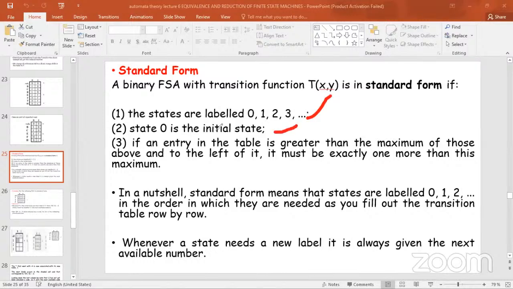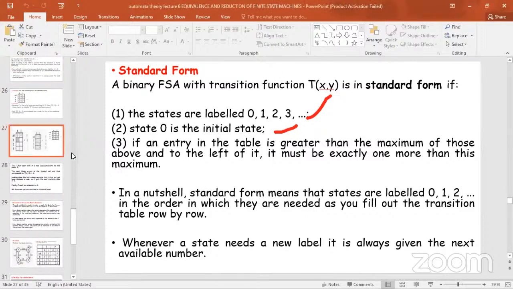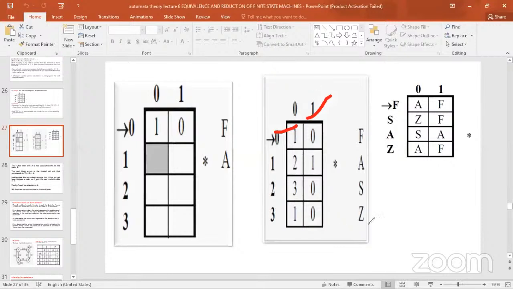You understand that now. Then, if any entry in the table is greater than the maximum of those above and to the left of it, it must be exactly one more than this maximum. Now, if you look at the diagram generally, you see that this table shows 1, 0, 1, 2, 2, 3. So it's just one higher than it. The simple test is, you look at left and right, up and down. The difference must be at least 1.